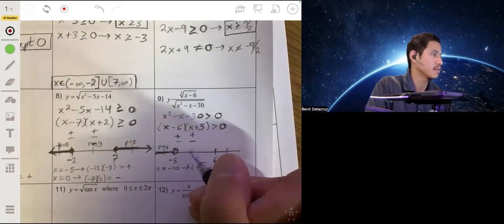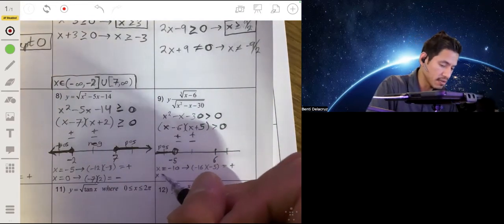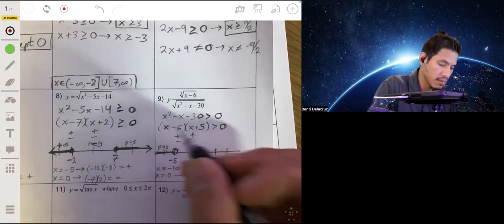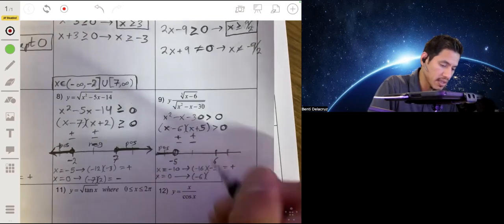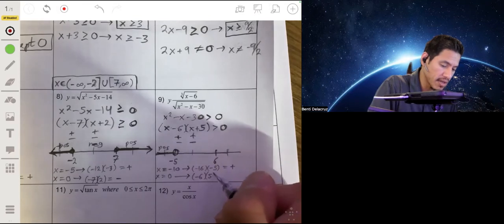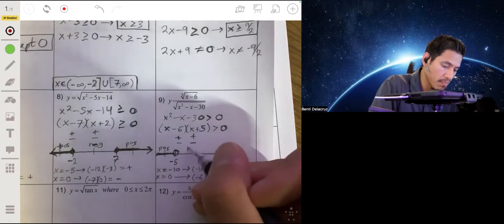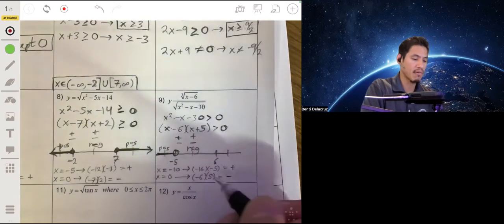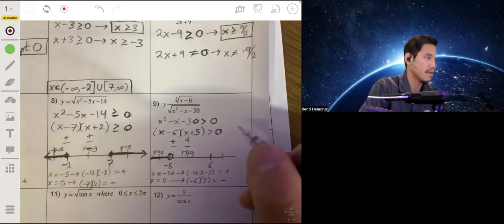Now let's pick a number between -5 and 6, and let's just pick 0 because that's usually easy. Plug 0 into there, we get -6. 0 into there times 5, we get a negative number, which is what we don't want. So this region won't be part of our domain.